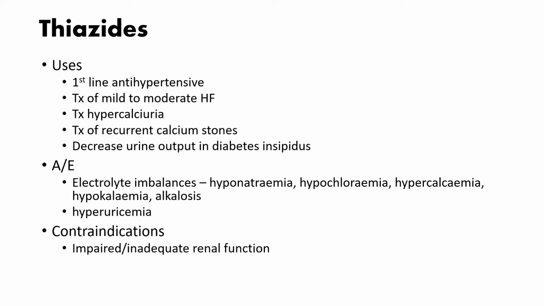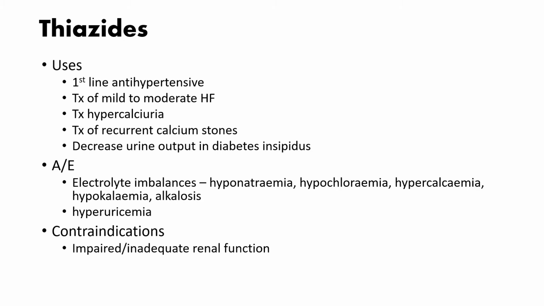uric acid basically, and the reason for this is because the thiazides actually inhibit the organic anion transporter that transports uric acid from the bloodstream into the tubule. So the uric acid just builds up in our body, which makes us more likely to get gout or exacerbate gout.